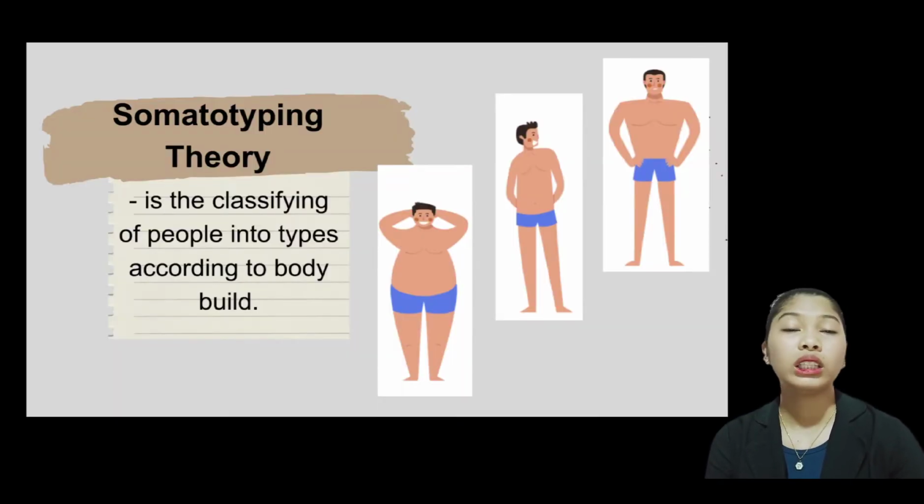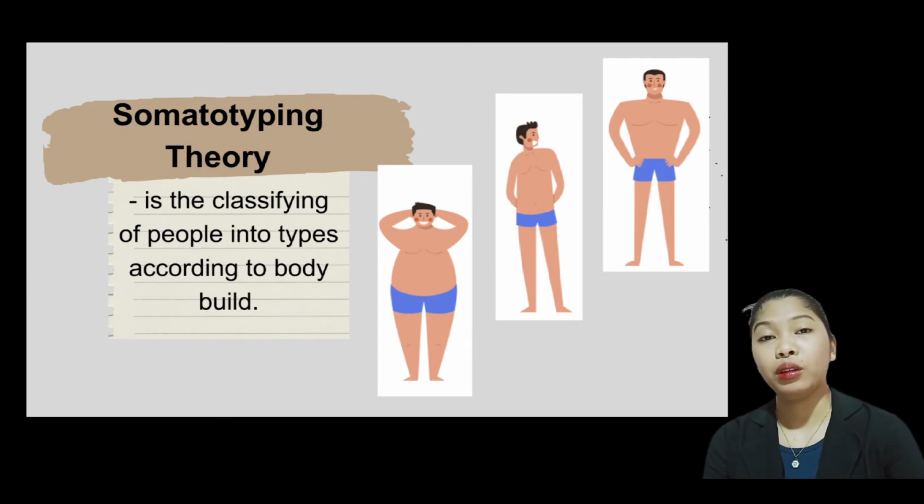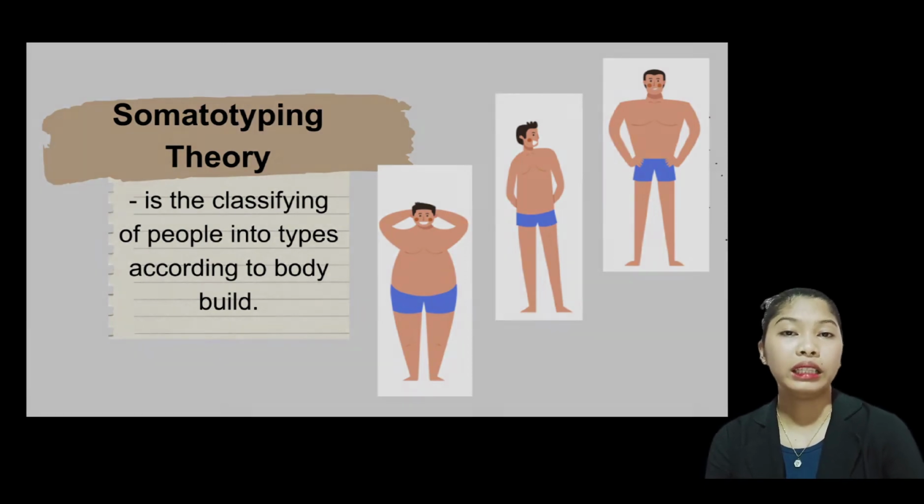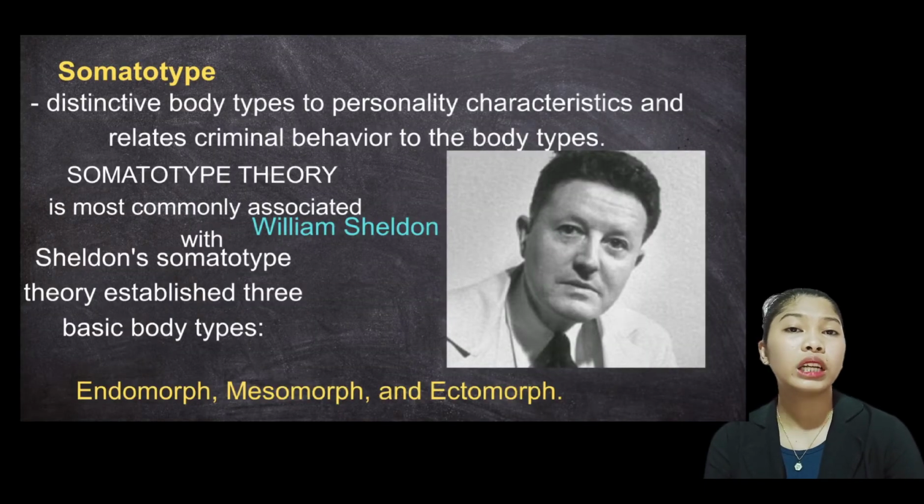So first, what is somatotyping theory? Somatotyping theory is the classifying of people into types according to body build. It's referring to the human's types of body. Next, let us know who started the study of somatotyping theory. Somatotype is the distinctive body types, personality characteristics, and criminal behavior related to the body types.